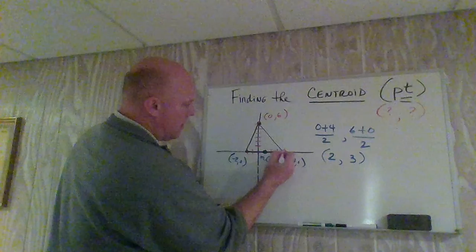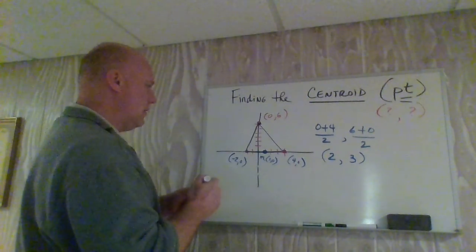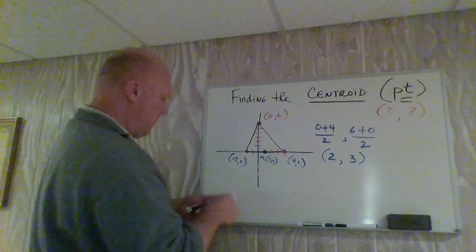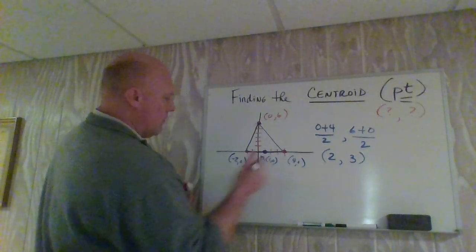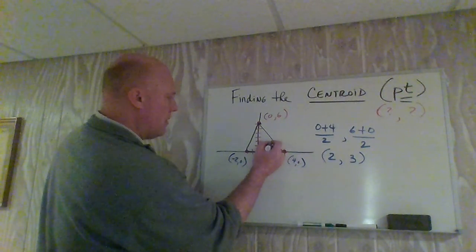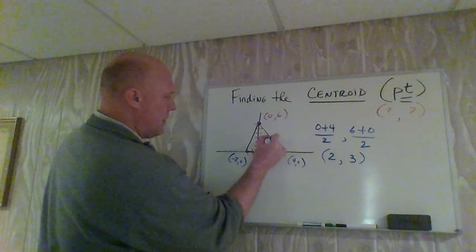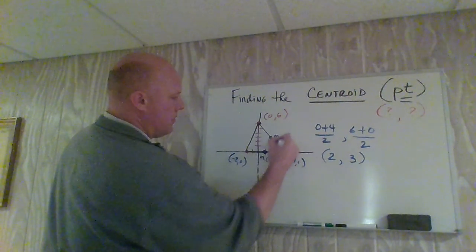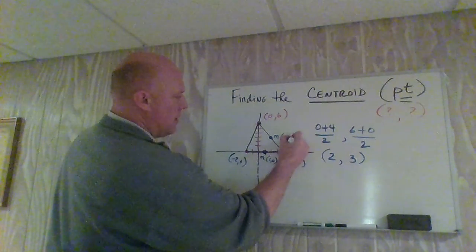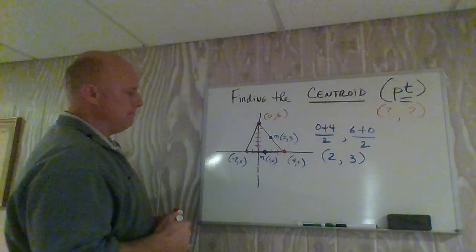Let's come back. All right. So let's see if we can get closer to 2, 3. If we go over, here's 1, 2, and up 3, right about there. So the midpoint here would be 2, 3. Okay.